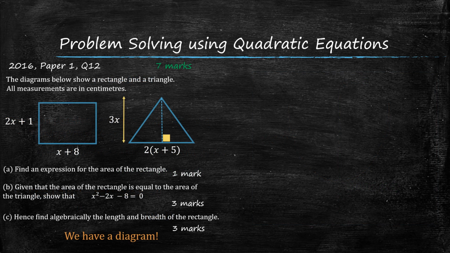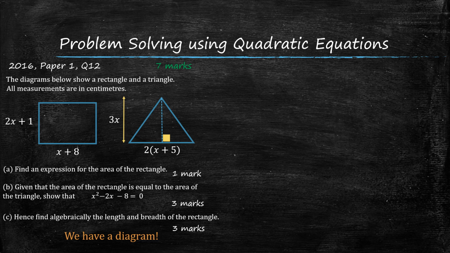Our final example is from 2016, paper 1, question 12, and is for a big 7 marks. The diagrams below show a rectangle and a triangle. All measurements are in centimeters. We can see the rectangle's dimensions are 2x plus 1 and x plus 8. And the triangle has a perpendicular height, shown in yellow, of 3x, and its base is 2 times x plus 5. Now, in part A, we're asked to find an expression for the area of the rectangle.